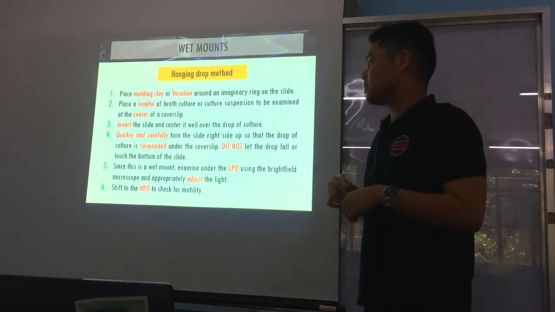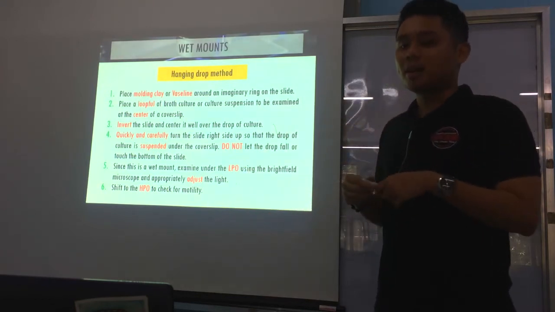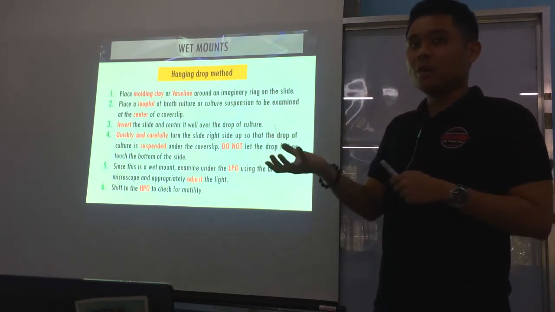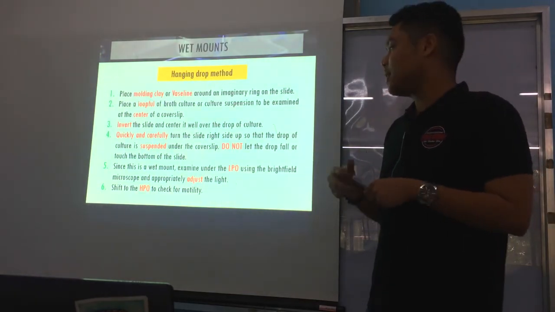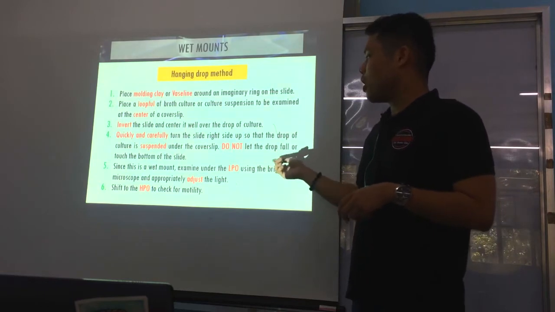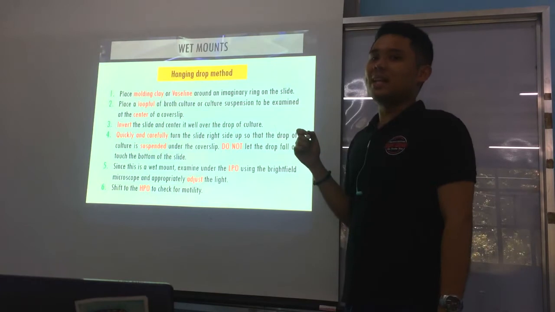I will show a picture later for better understanding. Since it is a hanging drop, the drop of culture is suspended, and through this we can see the motility of the organism. The drop should not fall or touch the bottom of the slide. Otherwise, the organism will be lost and can no longer be seen.